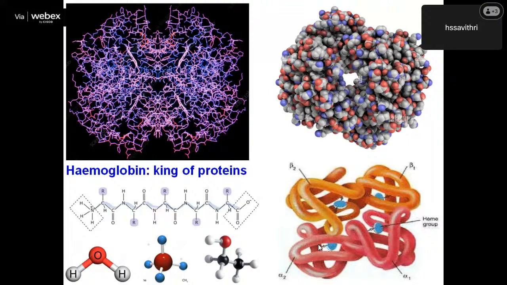I would call hemoglobin the king of proteins. It has been studied very extensively for almost a century because breathing is the most important aspect of our life. Once breathing stops, we die. The purpose of breathing is to supply oxygen to all parts of our body. And the agent that supplies oxygen is hemoglobin. And the 4 heme groups which bind oxygen are these discs. This is the structure of hemoglobin.